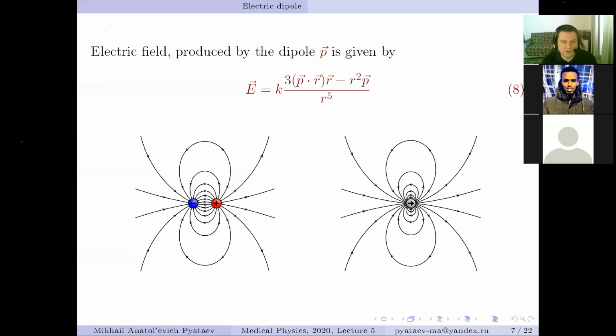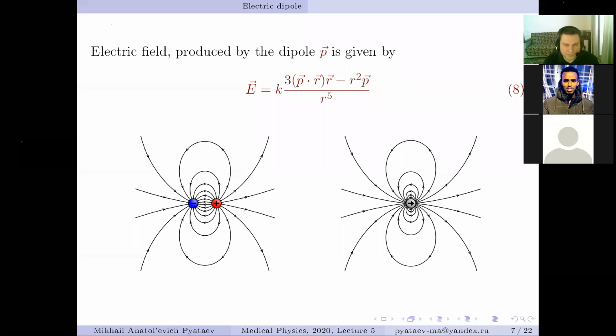So it decreases with distance quicker than the field of point charge. That field decreased inversely proportional to r squared. The field of point dipole decreases inversely proportional to cube of r.